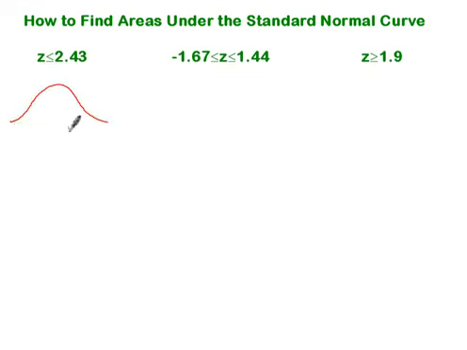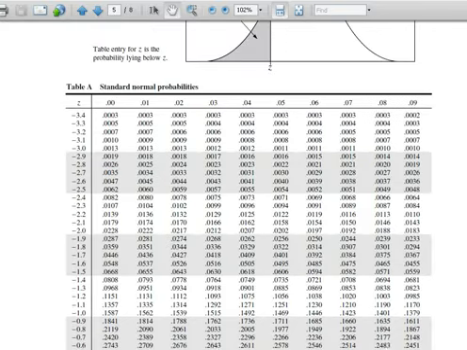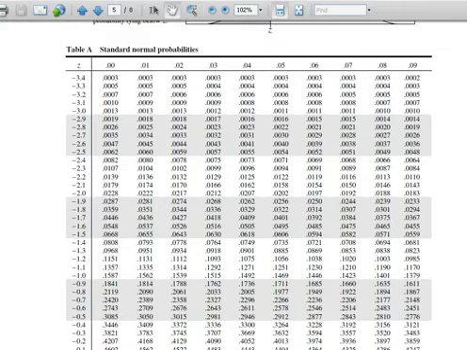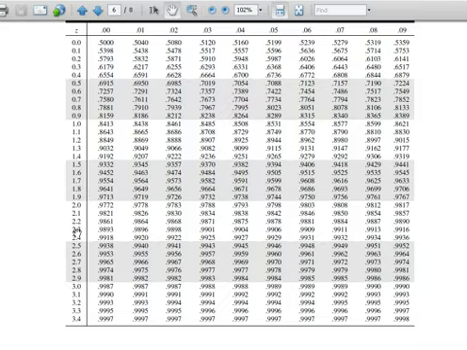All right, if we draw a picture, 0 is right in the middle, so 2.43, we'll just ballpark it. It's right around here. And I want the area to the left of that, so I want this shaded region. What you're going to have to do is flip to your z-score charts. All right, and for me, it's called Table A. And I have one chart with negative z's on the left here. You can see these are all negative values. And the next page is all positive values.